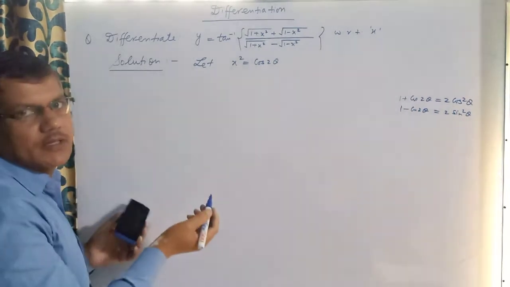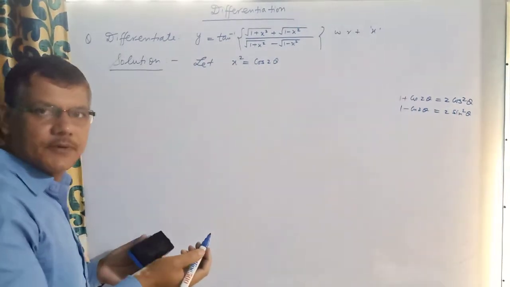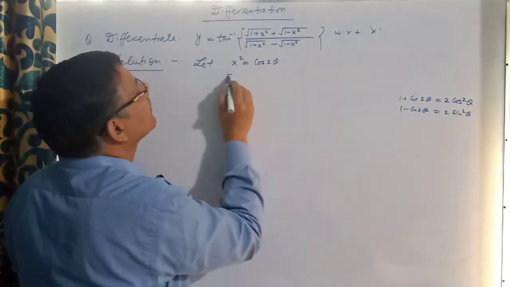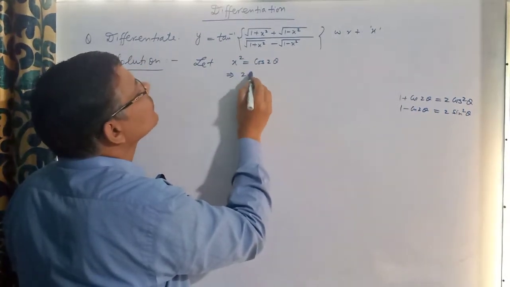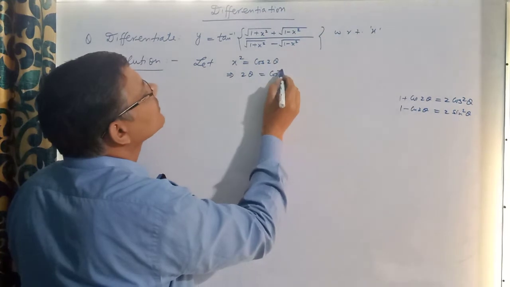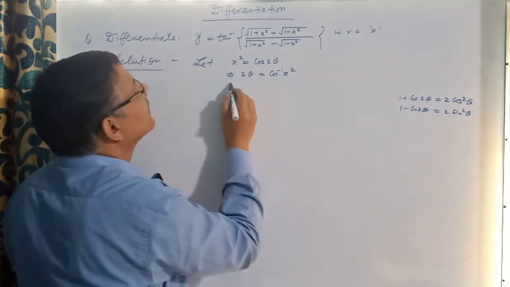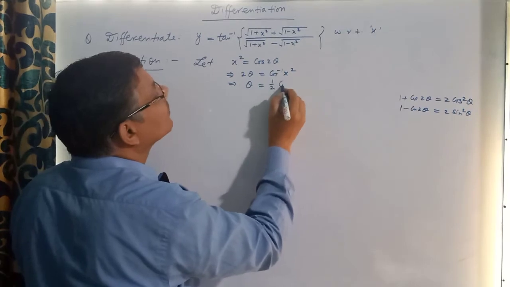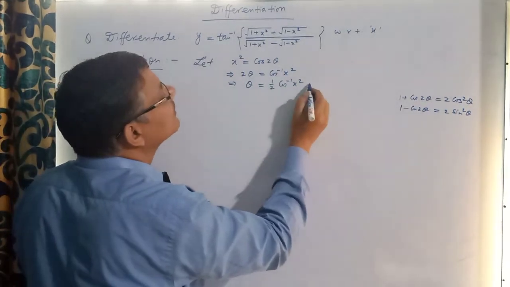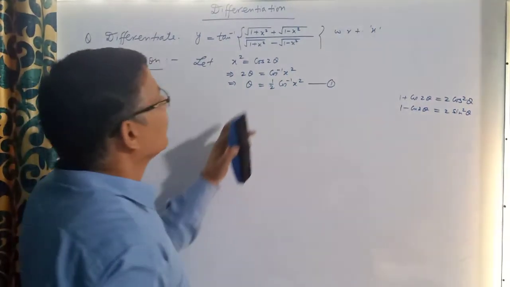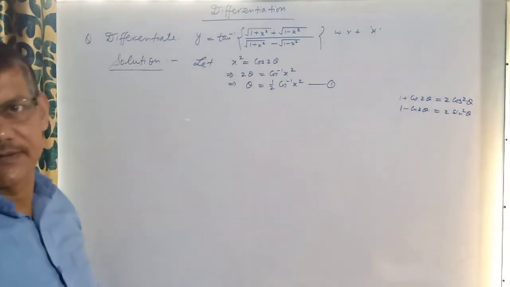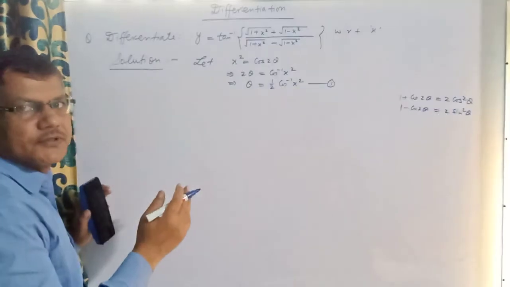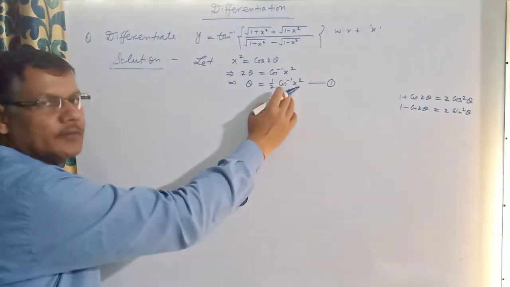If it is x square, then x square we have to take. If it is x, then we are required to take x. At the same time, here we write 2 theta is equal to cos inverse x square, and definitely we write theta is equal to 1 by 2 cos inverse x square. Since the function is given in terms of x, we take it in terms of theta for differentiation. Before differentiation, we are supposed to convert in terms of x.